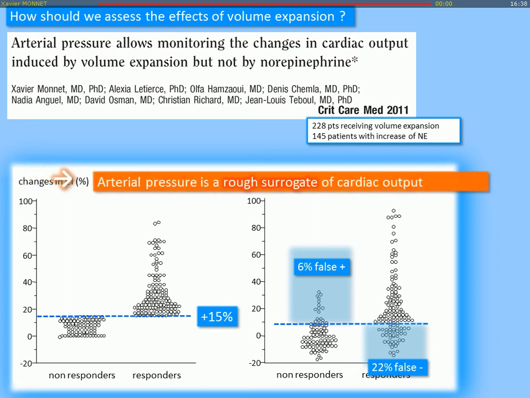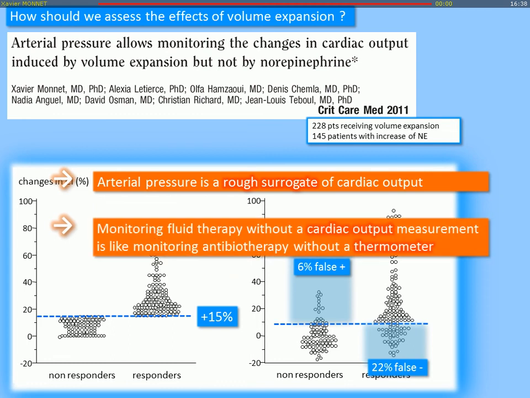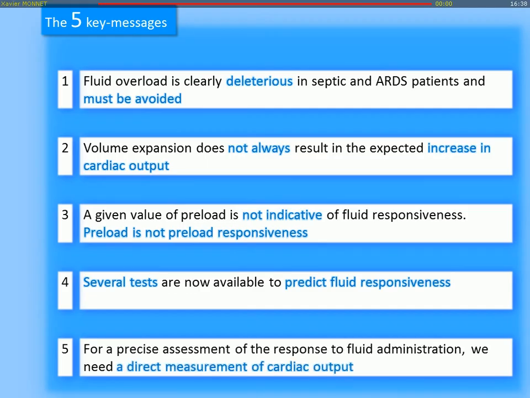And so it emphasizes that arterial pressure is only a rough estimate of cardiac output, and monitoring fluid therapy without a cardiac output measurement is like monitoring antibiotic therapy without a thermometer. And I think the last important message is that if we want to have a precise assessment of the response to fluid administration, and especially in complex patients, we need a direct measurement of cardiac output. Thank you very much for your attention.